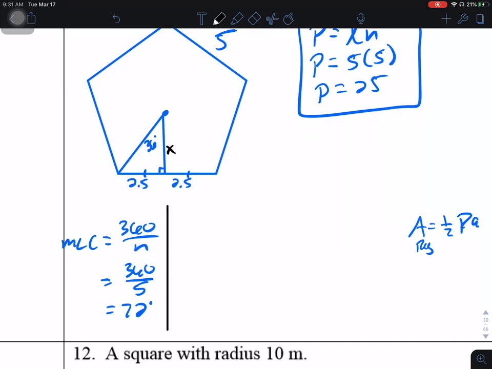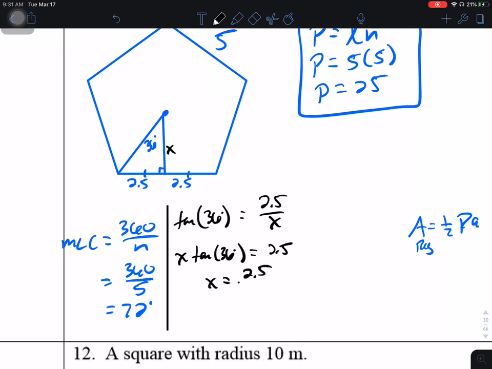Using right angle trig, this is not a special right triangle. Tangent of 36 degrees is the opposite leg over the adjacent leg. Multiply both sides by x. Divide both sides by tangent of 36 degrees. Put that in your calculator. I got 3.44.